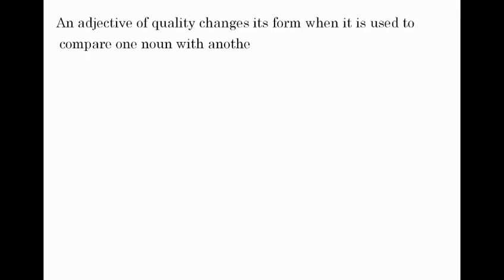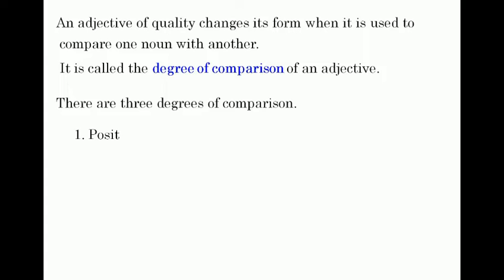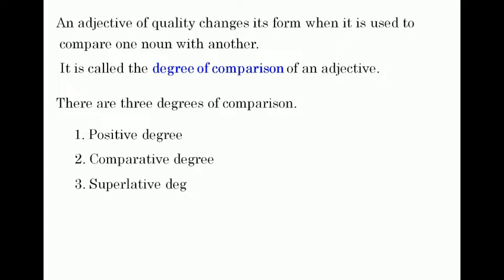An adjective of quality changes its form when it is used to compare one noun with another. It is called the degrees of comparison of an adjective. There are three degrees of comparison. One, positive degree. Second one, comparative degree. Third one, superlative degree.